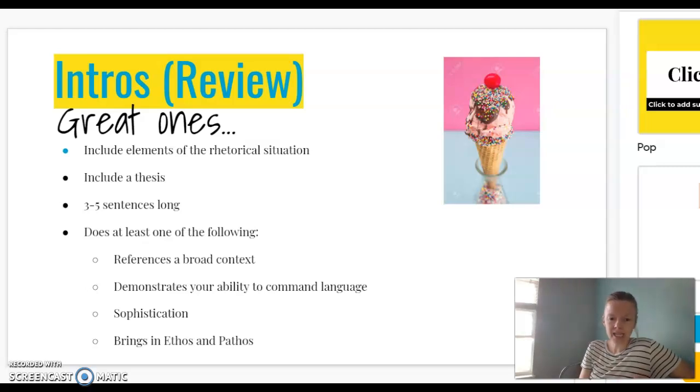References a broader context. It demonstrates your ability to command language. Remember, this is an opportunity for you to get that sophistication point, and then you bring in ethos and pathos. So that's just a review of intros.